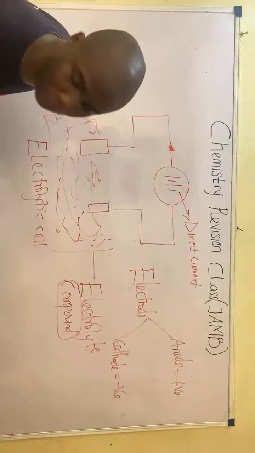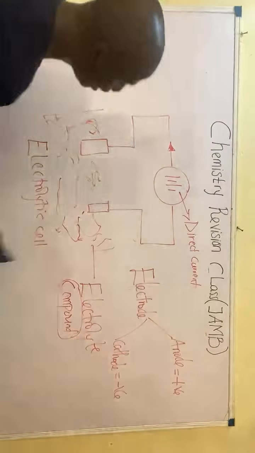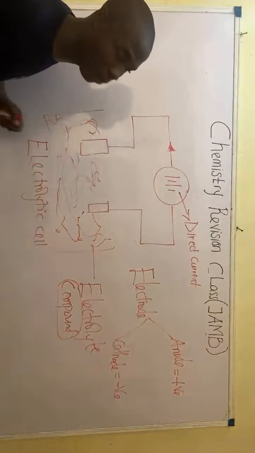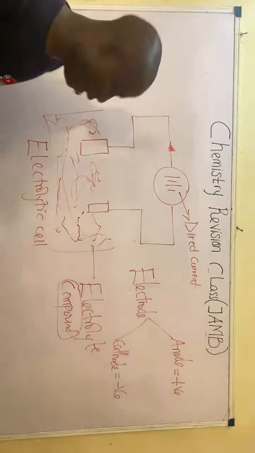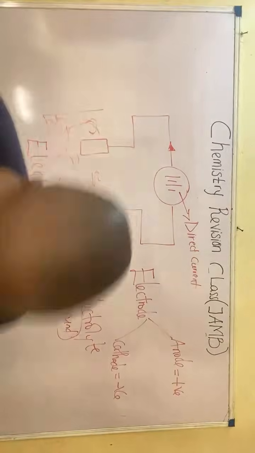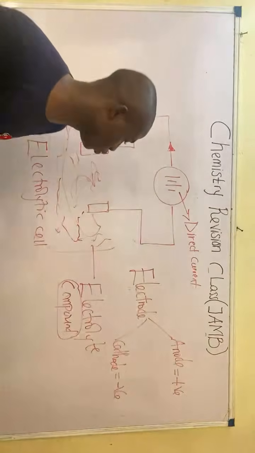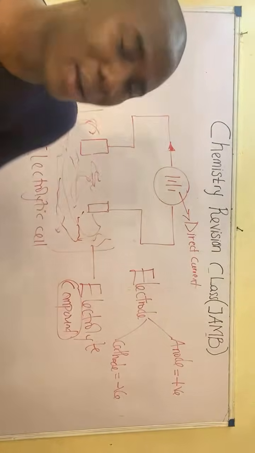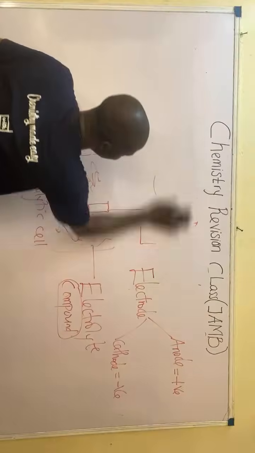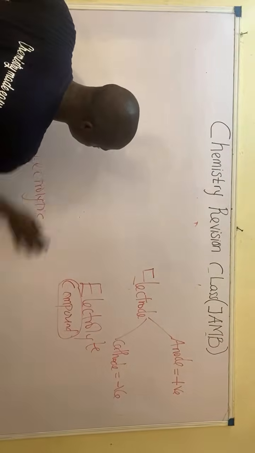The other thing is about the electrolytic cell. Before we progress, let me quickly say something. I just explained the concept of the electrolytic cell, and this is where electrolysis occurs. And there's something you have to note on the electrolytic cell as well. It converts electrical energy to chemical energy. The electrolytic cell converts electrical energy to chemical energy.